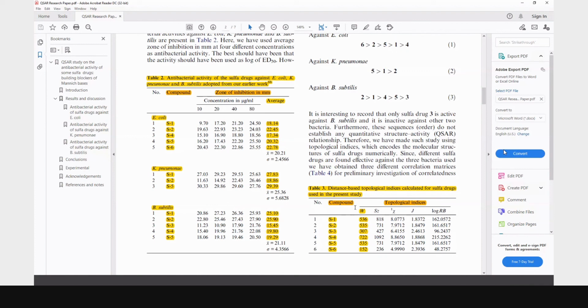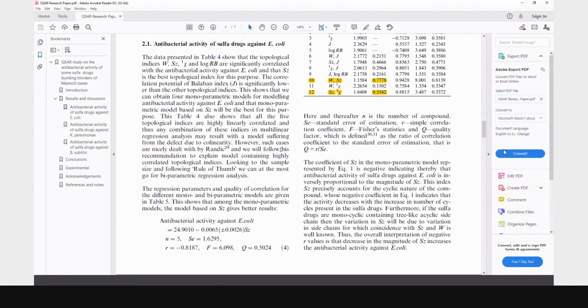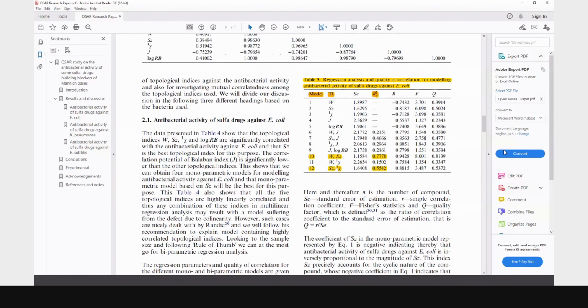For all six compounds, they evaluated some topological indices and estimated descriptor values. For example, this W I had already explained to you: this is the Wiener index. For each compound, you can get some value of the Wiener index based on the structure, like here 536, and it can vary up to 722 depending on which compound you take. When you do the actual QSAR, you relate all these topological indices with the experimental activity values. I will explain this in detail later on.